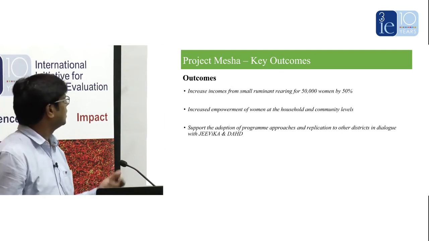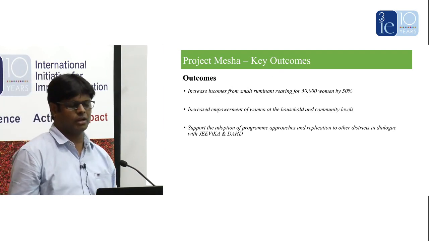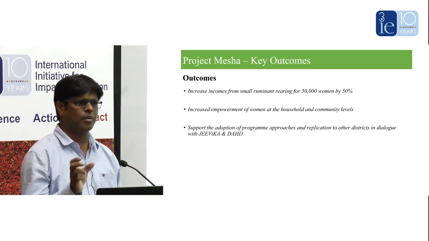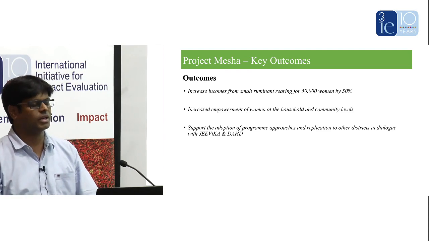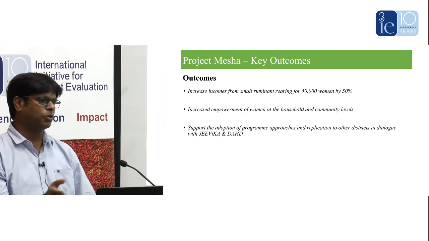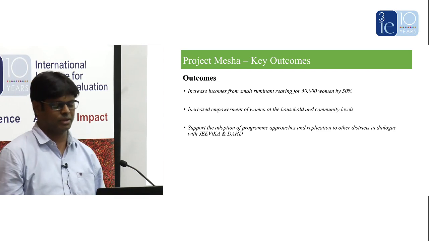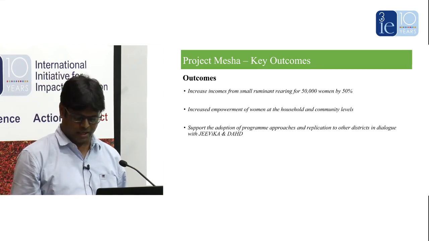There are three major outcomes in the project. One is to increase income from small ruminants for 50,000 families by 50%. Similarly, women's empowerment is the other outcome. And the third outcome is to scale up, taking the whole project learning to the Jeevika districts in Bihar.